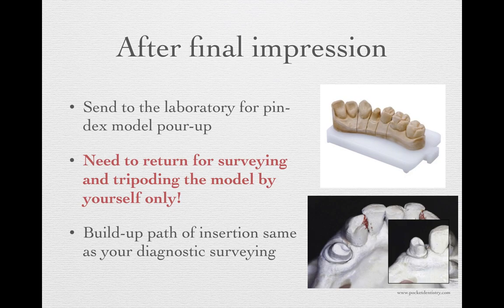And the build-up path of insertion on the survey and tri-budding should be the same as when you do your diagnostic surveying. It means that after you finish your crown, all the rest seats or undercut locations can be accommodated with your original design. And that's the reason why you can only do this by yourself. It couldn't be done by the lab technician, because you have to control the path of insertion by yourself.